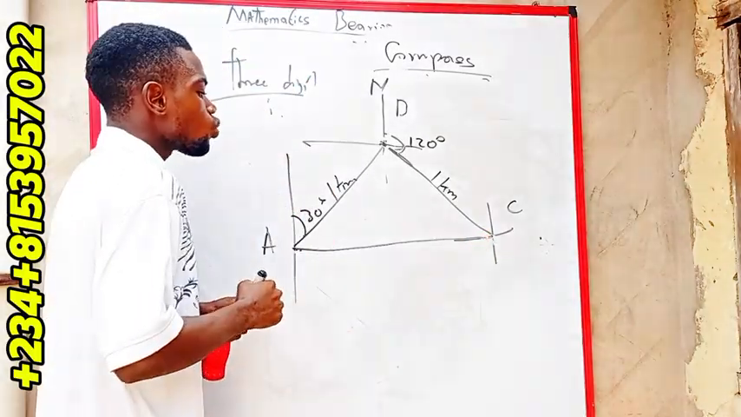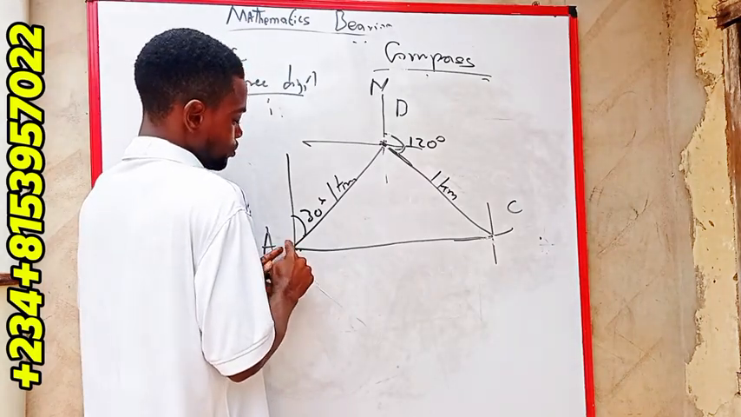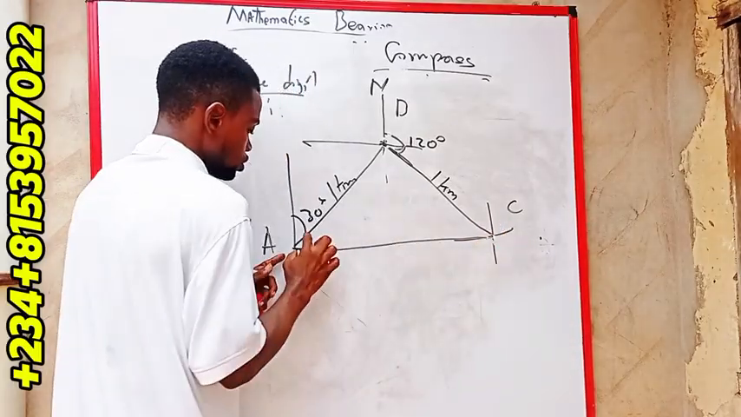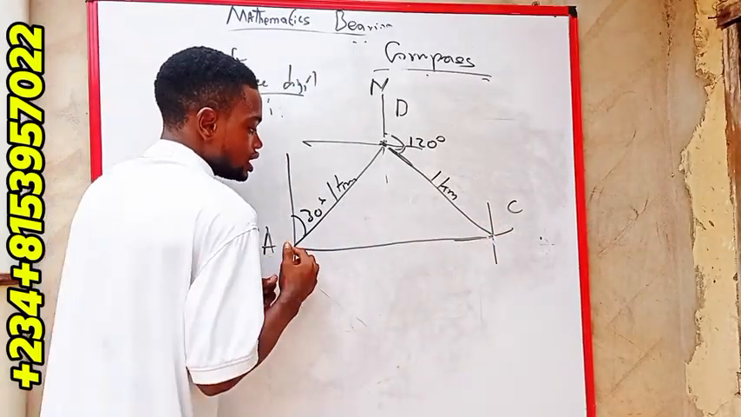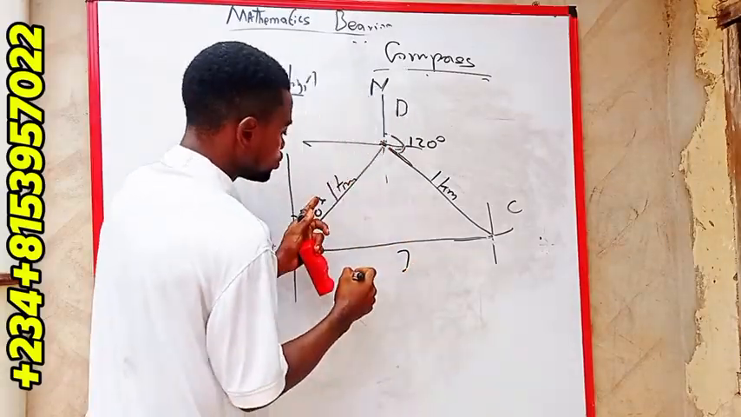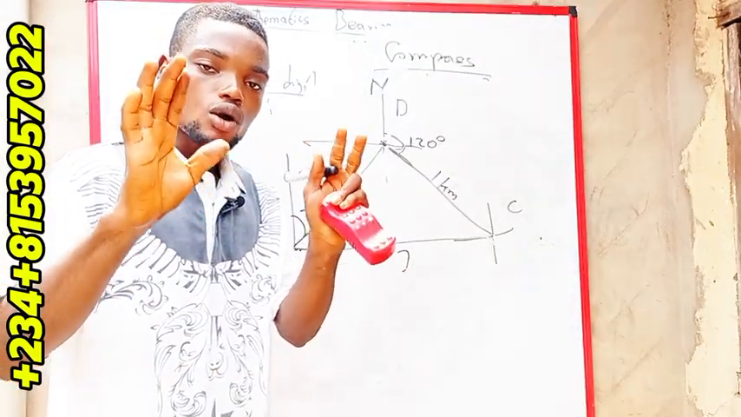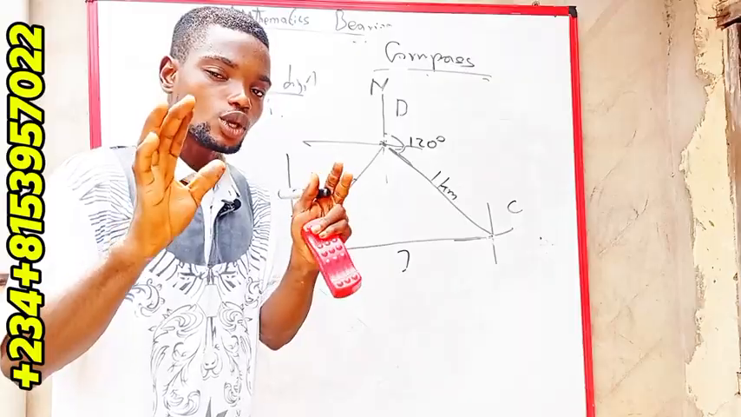But let me ask you, what is the distance from where the person started, from the last destination, from point C to point A? They will ask you this distance. Remember, you know this distance, you know this distance. You have to find this distance. Now, what is going to happen?